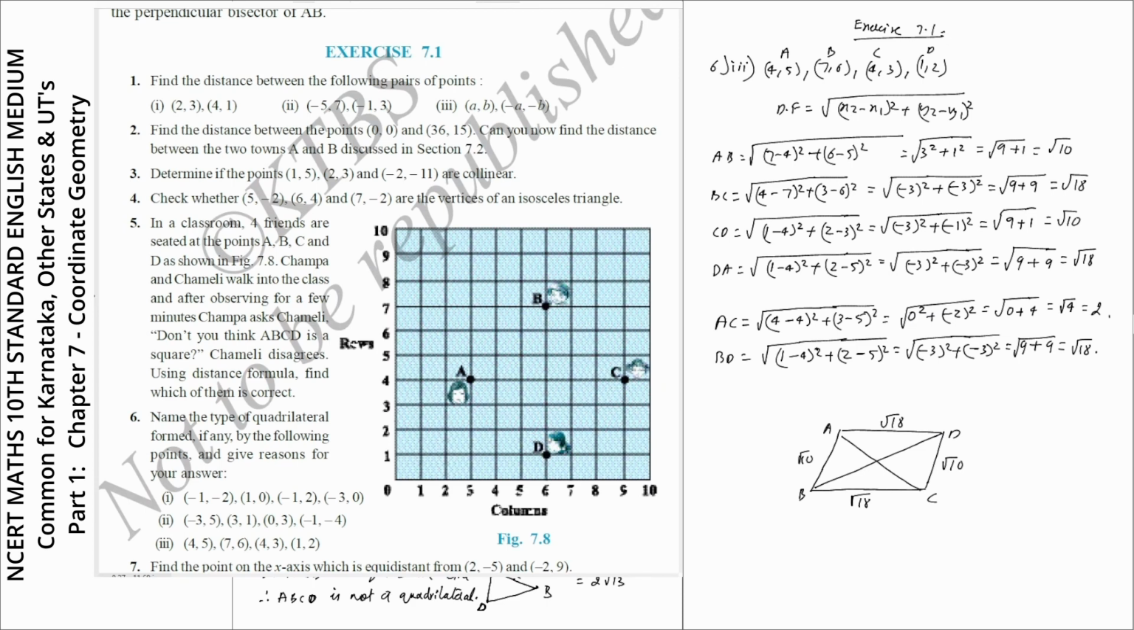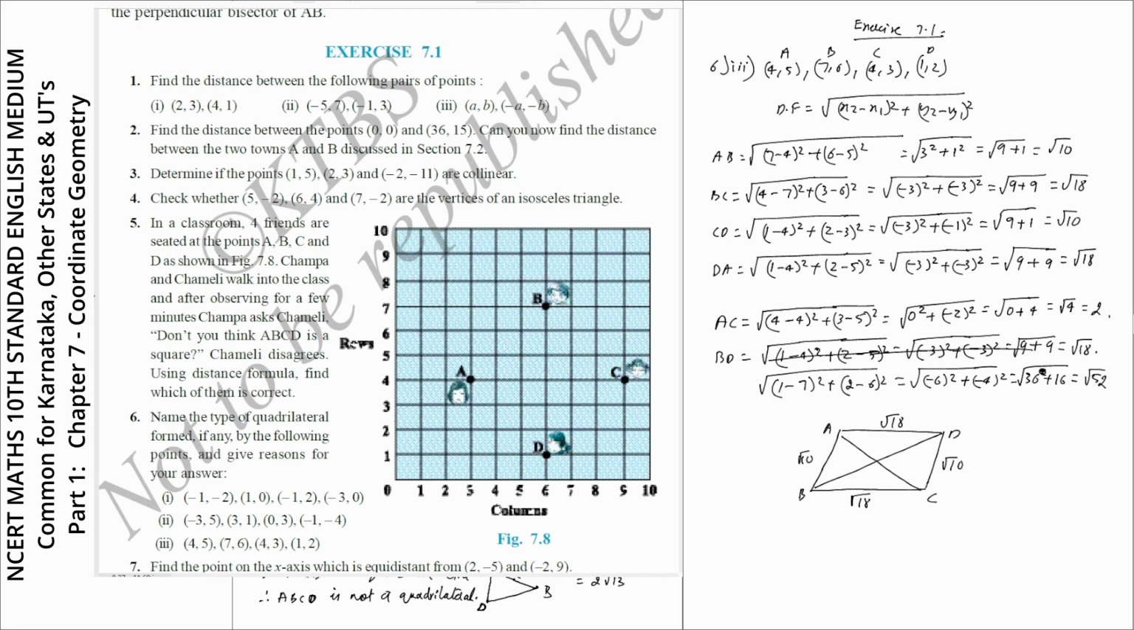So here it's 1 minus 7. So it's wrong here. So this is square root of (1 minus 7) the whole square, plus this is (2 minus 6) the whole square. So this is equal to minus 6 the whole square plus minus 4 the whole square. So I'll get 36 plus 4 4s are 16. Sorry, 36 plus 16 I'll get. So 36 plus 16 is square root of 52. So BD is square root of 52.